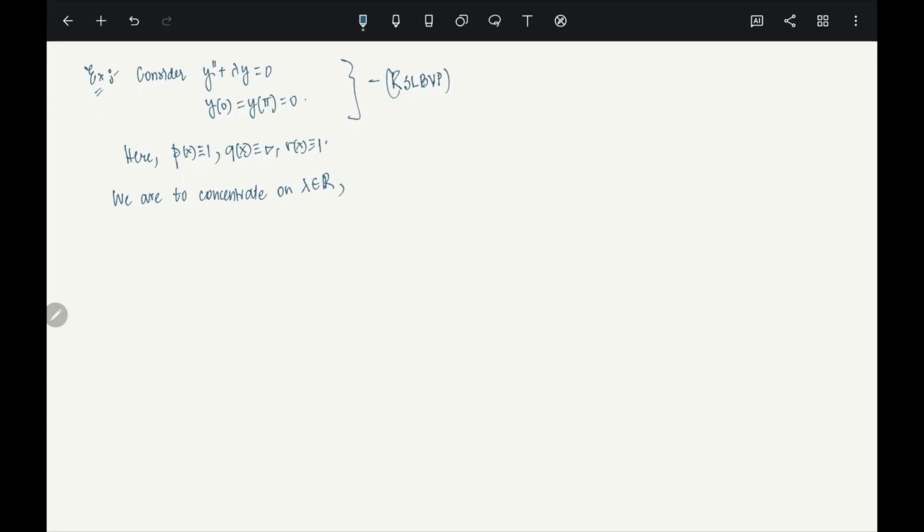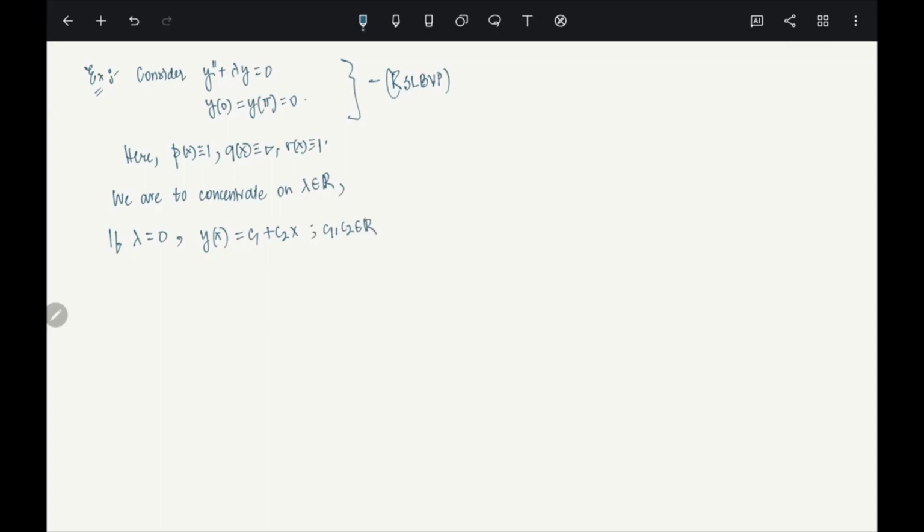So first of all, what can be the cases? The first case is either lambda is 0, or lambda can be non-zero, positive or negative, right? So first of all, if lambda is 0, then what happens to this equation? y double prime equals 0, and the general solution y of x will look like c1 plus c2 x. Is it okay? And c1, c2 are in R.